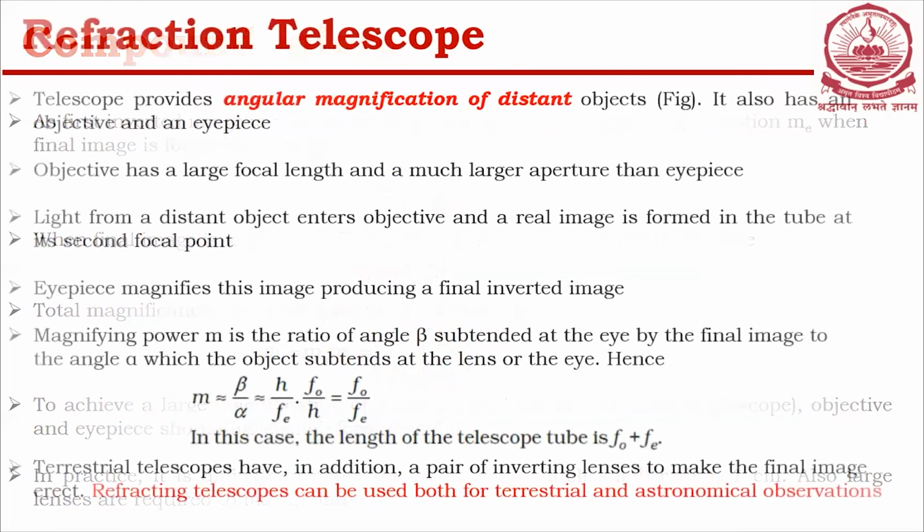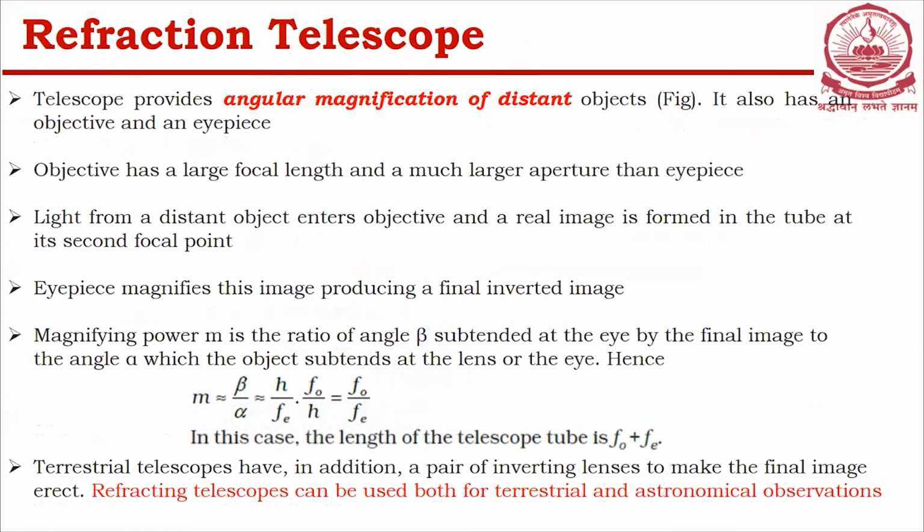Then next is refraction type telescopes. Okay, so in the case of refraction type telescope, in both the cases you will have angular magnification of distant objects, because when you are looking at stars and all, you have to get a better view. You might have seen there are different huge telescopes, Hubble telescope for example. Because you have to see the stars at very long distances.